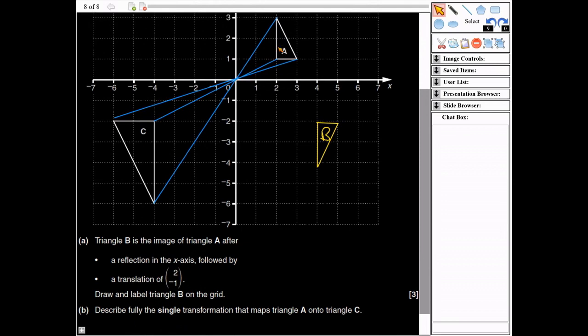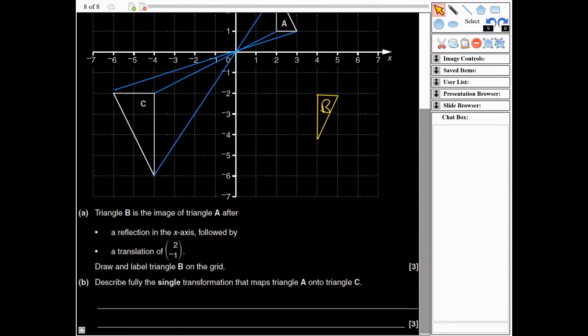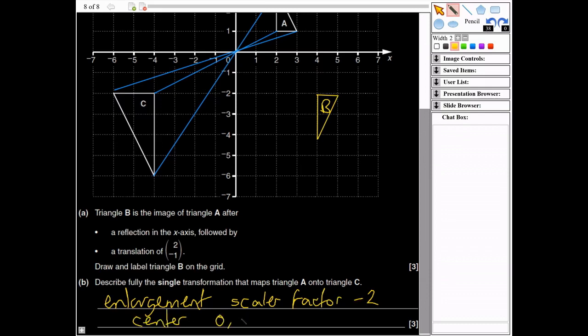So my scale factor is -2, my centre of enlargement is 0, 0, and it is an enlargement. So I'm going to say all of those things. I'm going to say enlargement, scale factor -2, and the centre 0, 0. And that would answer the question.